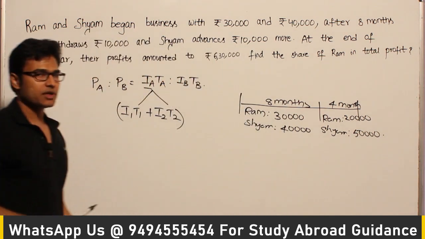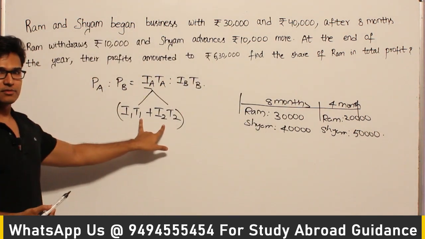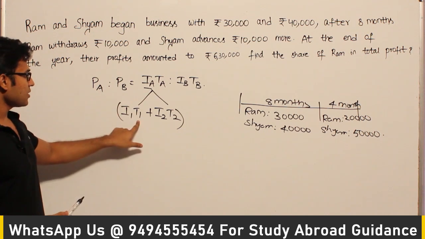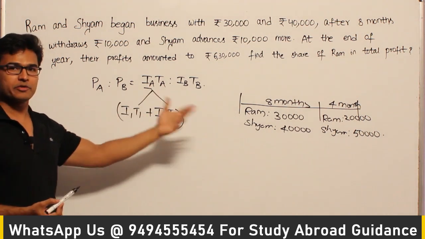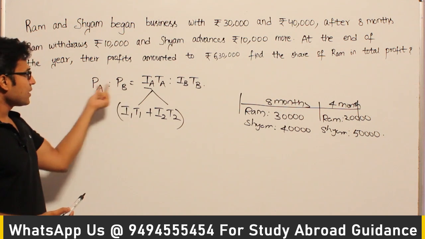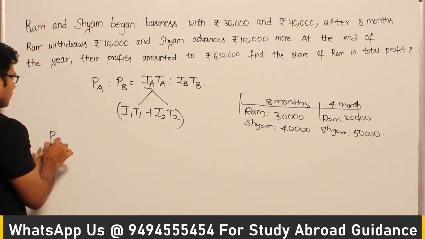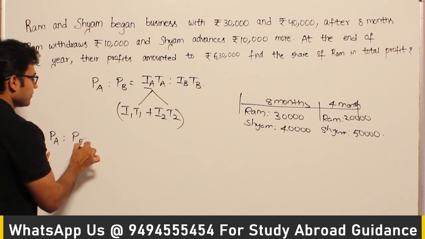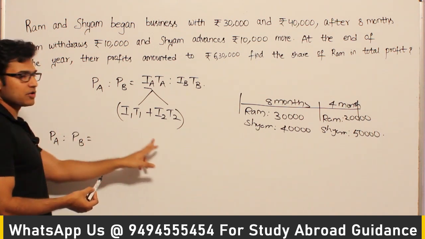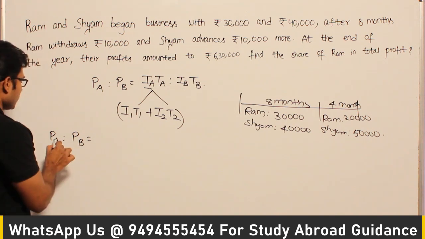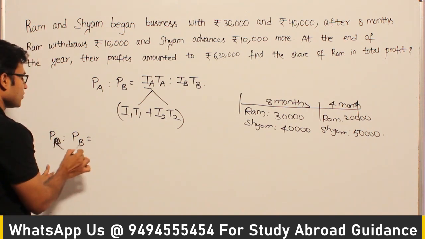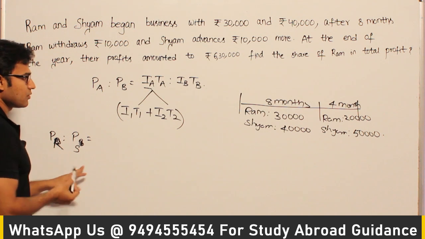Okay, now let's try to write it this way. Now what is the Ram's part and what is the Shyam's part of contribution, and then profits will be directly proportional to their contributions, right? So profit of A is to profit of B equal to contribution of A is to contribution of B, right? So let's say PR is profit of Ram and PS is profit of Shyam.